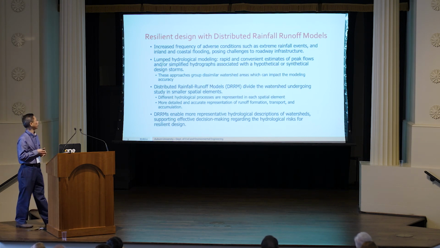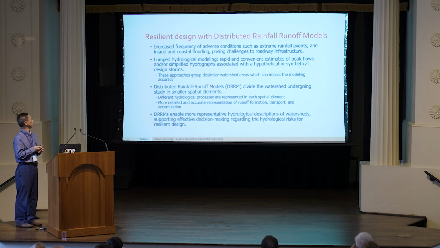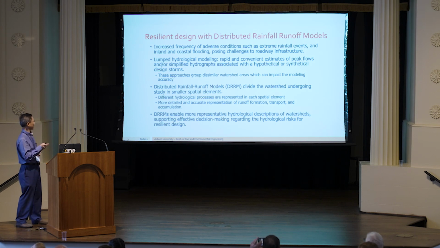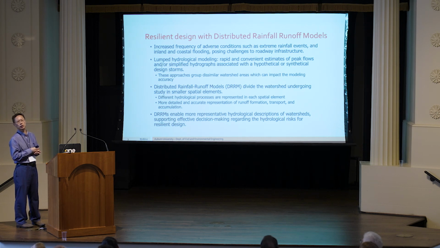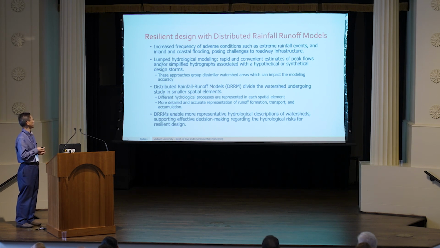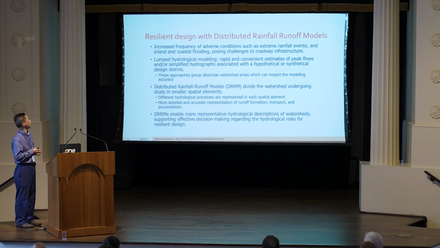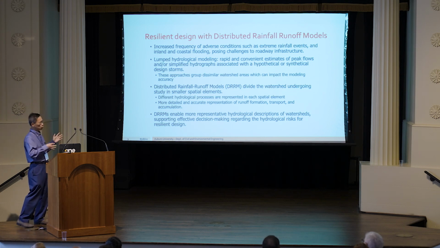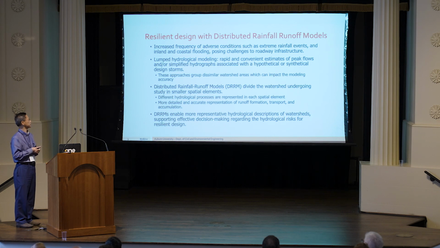So let me give you a quick background. This study is related to resilience design with the distributed rainfall runoff model, which we call the DRRM. And as Dr. Lai mentioned, we'll mention that. So what is the DRRM? Basically, there is an increase in the frequency of adverse conditions such as extreme rainfall events, as mentioned in some of the presentations today related to climate change, and also happening in some states. Inland and coastal flooding pose a challenge for the roadway infrastructure for DOTs, so they need to do some hydrologic study. So we have 2 types of models, which we'll discuss next.